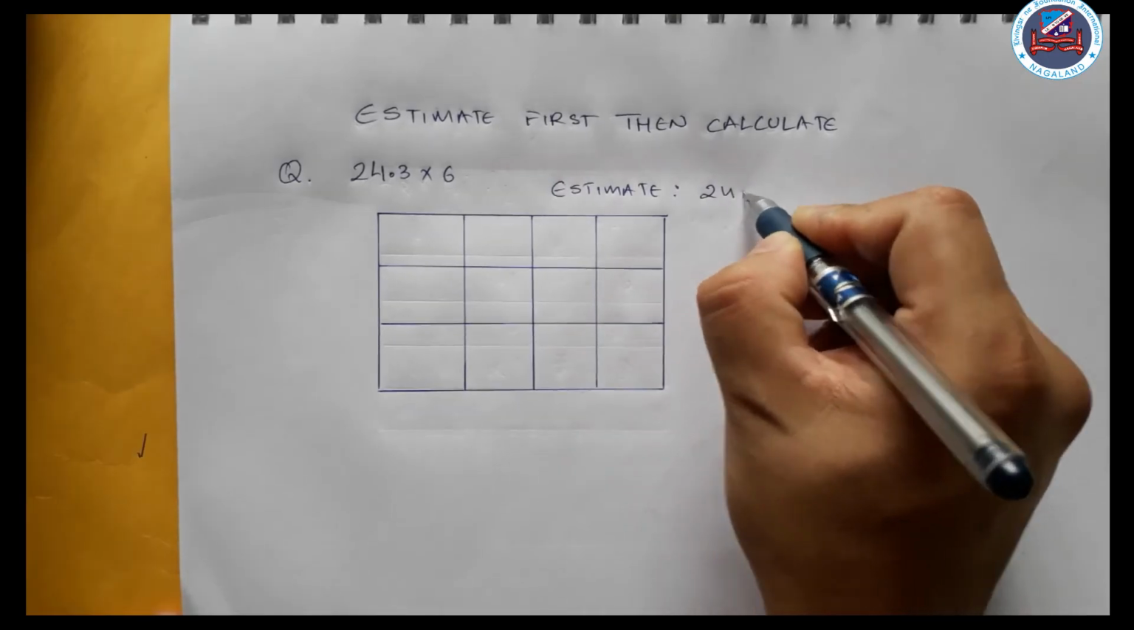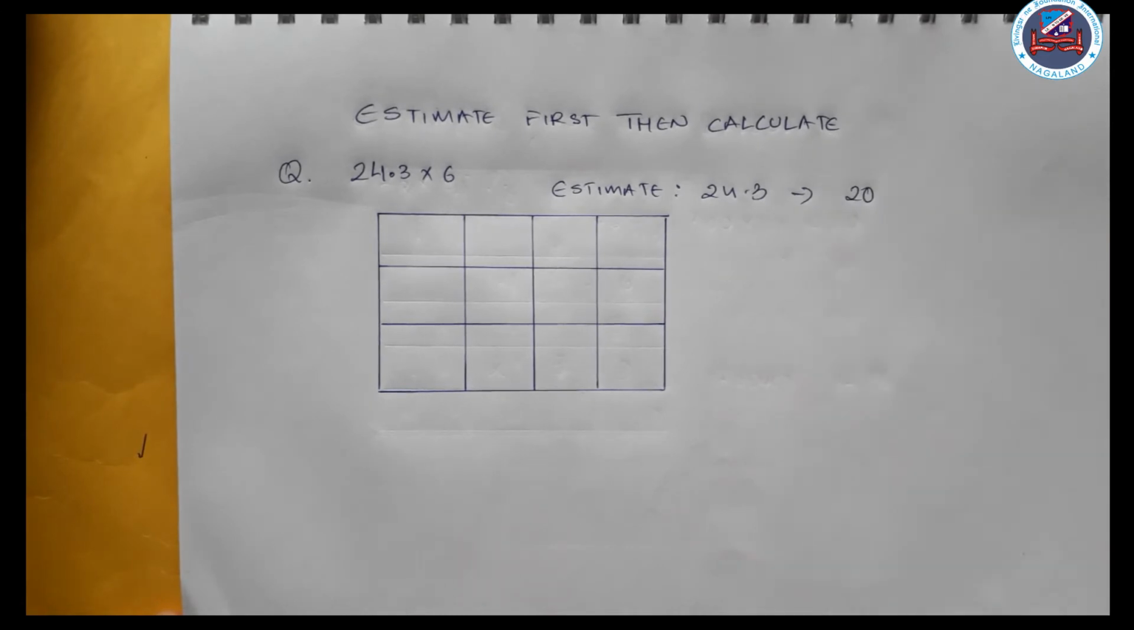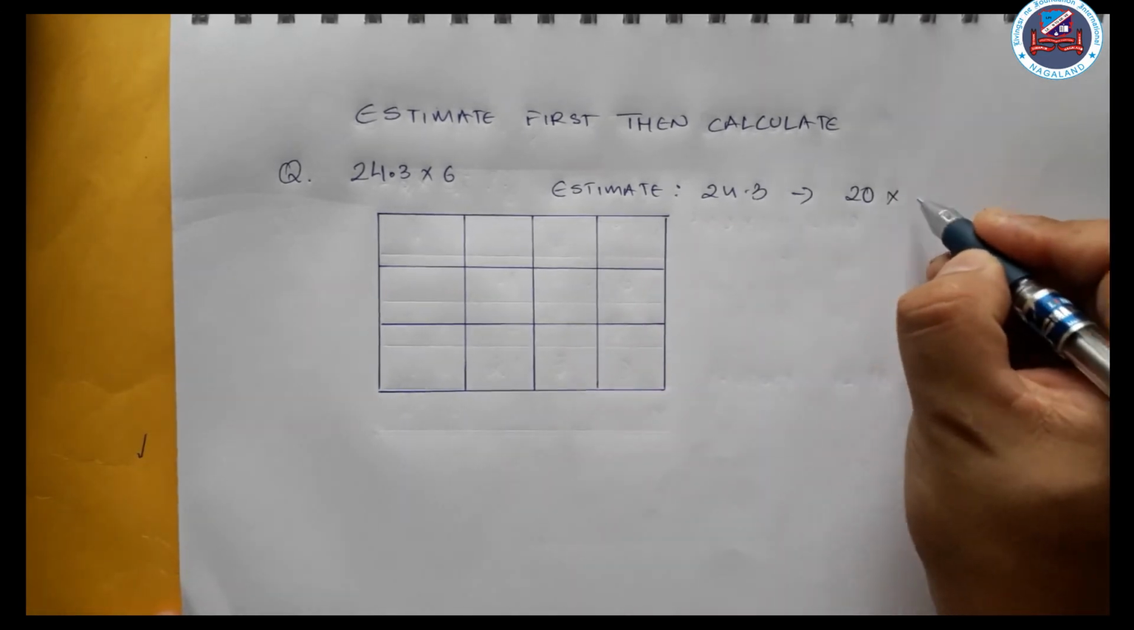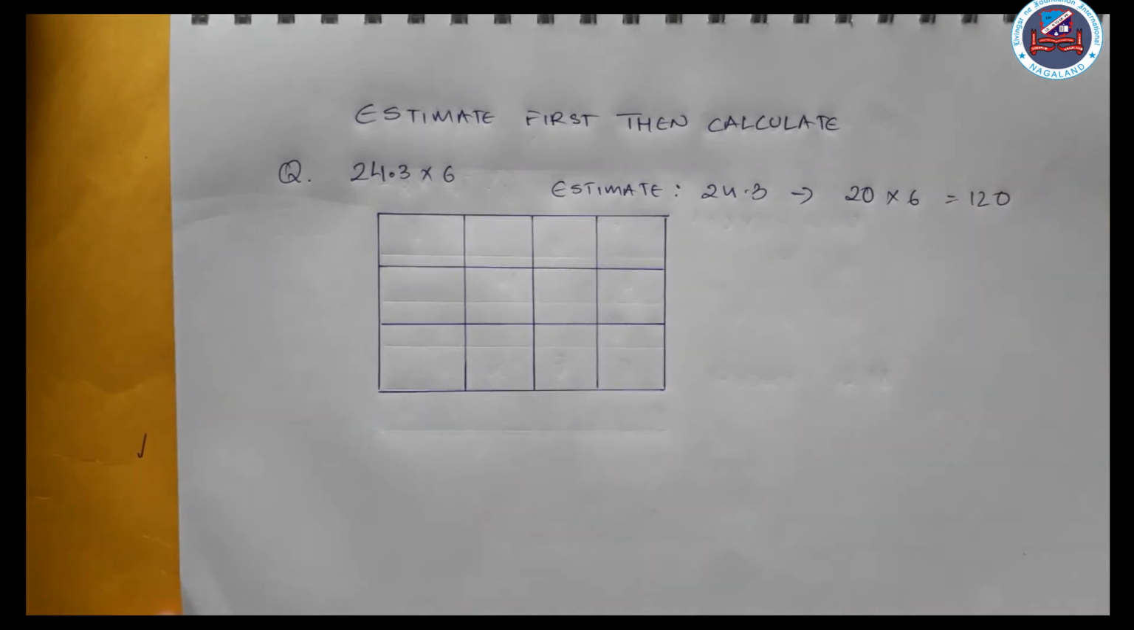Let's take another example. Now, here in this question, we have 24.3 multiplied by 6. So first, let us estimate. 24.3, let us estimate this as 20. Now, multiplied by 6 equals 120. Now, let us calculate.